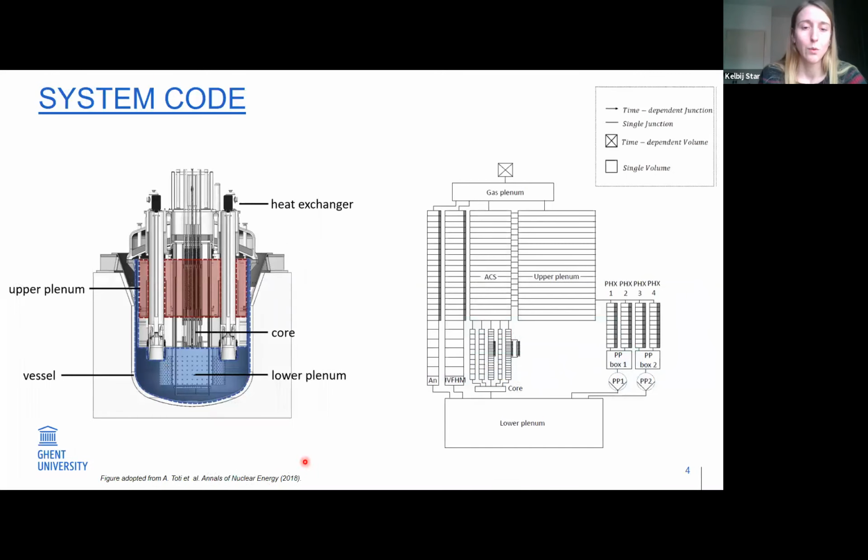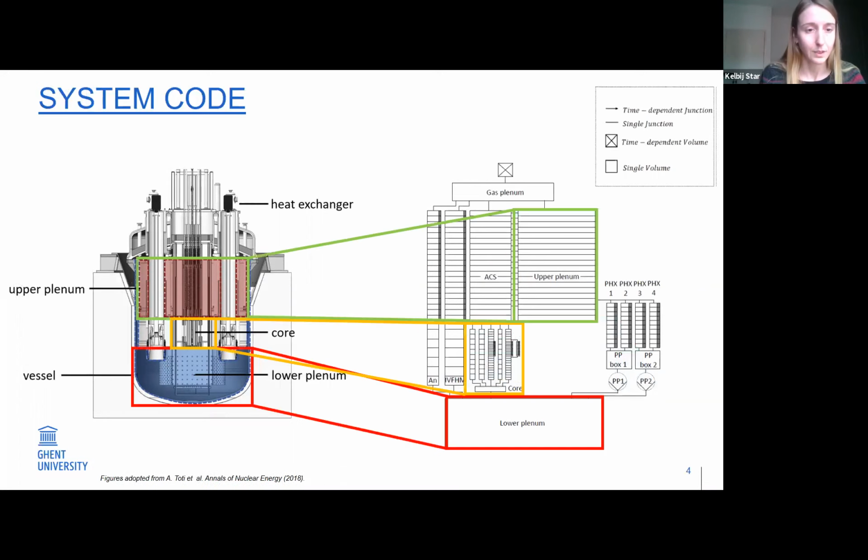A well-recognized system thermohydraulics code, used by many nuclear authorities for safety analysis, is the RELAP5 series. Here you see the nodalization of the systems code for the primary cooling system of MIRA. As you can see, the nodalization is quite coarse. If you look at the upper plenum, it's represented by about 20 nodes, and the lower plenum is even represented by a single node.